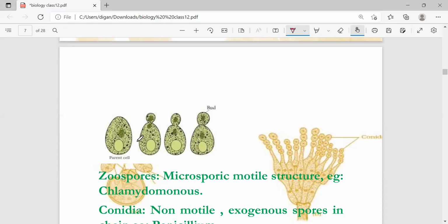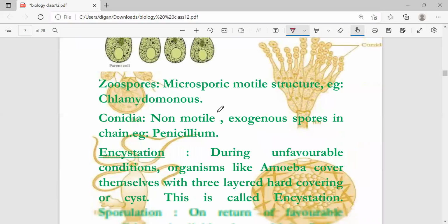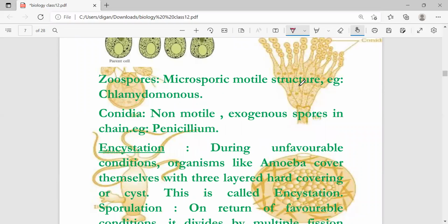And look at this. So this is the parent body. From it, an outgrowth is developed first, then at the base portion, the outgrowth is separated, and from this bud, a new individual can grow. Example is yeast and hydra. Then zoospore, microscopic motile structure. Example is Chlamydomonas. So what is zoospore? If the question comes, you have to write zoospores are some microscopic structures, means minute structures, but they are motile, means they can move. So this is the structure of zoospore.